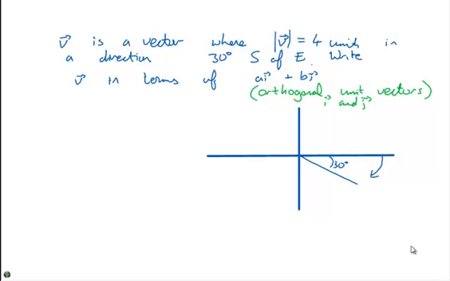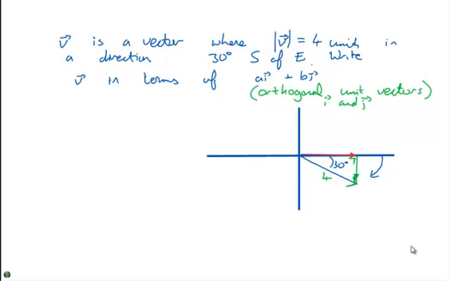What we're looking for is what's the magnitude in this direction and what's the magnitude in this direction. We know that the hypotenuse here is 4. That's the magnitude of the vector. I should have an arrow there to indicate that it's a vector.